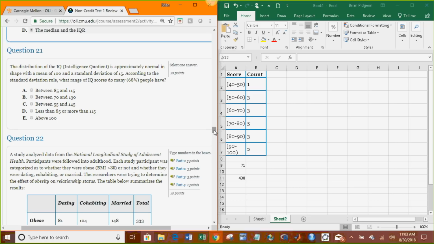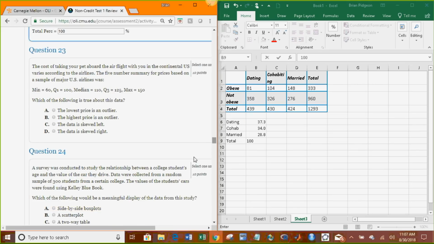All right, the distribution of IQ is approximately normal in shape with mean 100 and standard deviation 15. According to the standard deviation rule, what range of IQ scores do 68% of people have? So 68% is one standard deviation away in either direction. So we do 100 minus 15, which is 85, and 100 plus 15, which is 115.